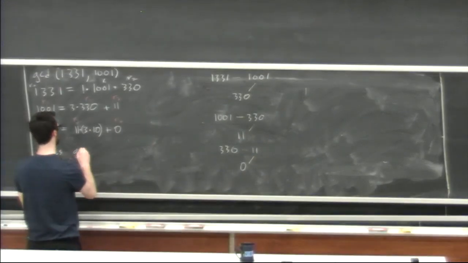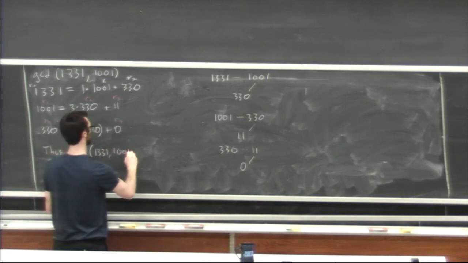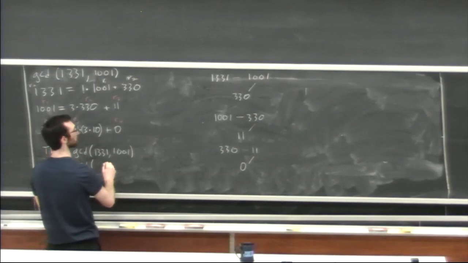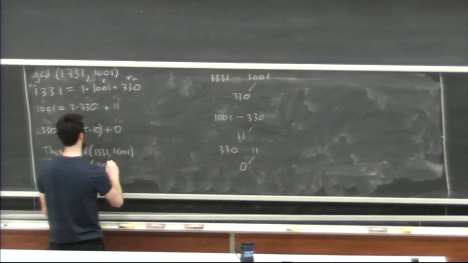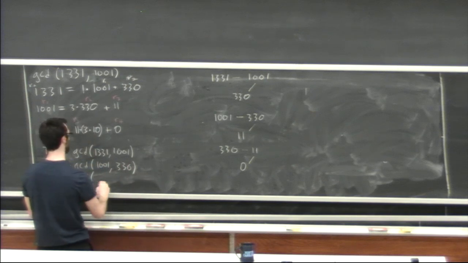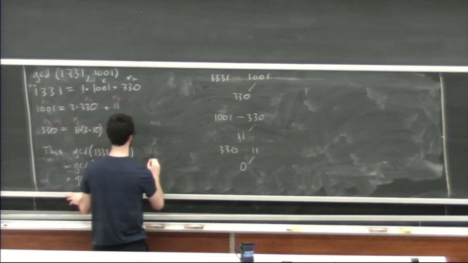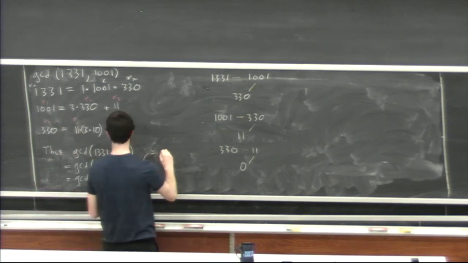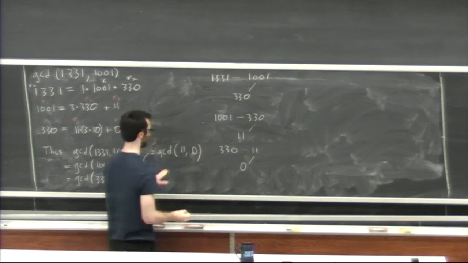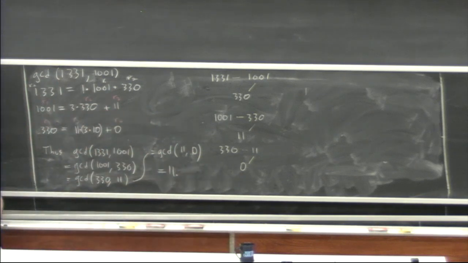So thus the GCD of 1331 and 1001 is equal to the GCD of 1001 and 330, which is equal to the GCD of 330 and 11, which is equal to the GCD of 11 and 0, and this we know to be equal to 11. So the GCD of these two numbers is 11.